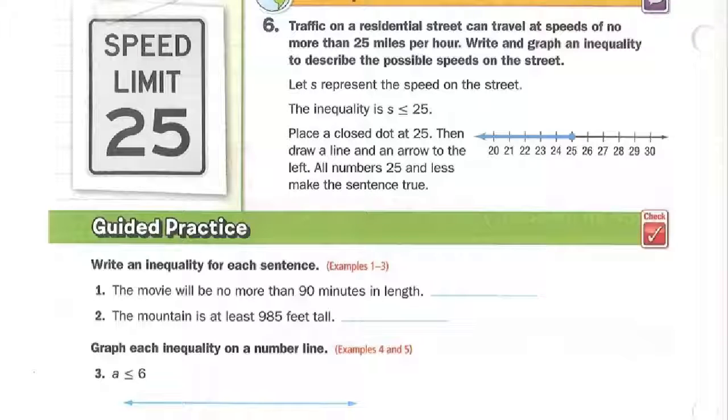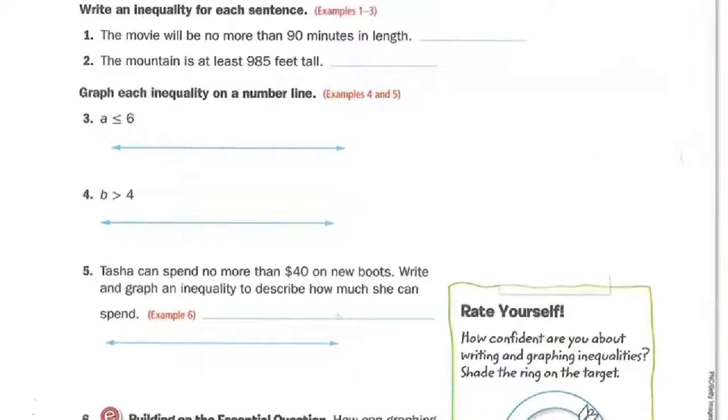Traffic on a residential street can travel at speeds of no more than 25 miles per hour. That's the speed limit. You cannot go higher than 25 or you'll get a ticket. Write and graph an inequality to describe the possible speeds on the street. S is our speed. The inequality would be S is less than or equal to 25, because you are allowed to drive 25, but you can't go 26. So we say less than or equal to. Since it's got an equal, we put a closed-in circle on 25, and we draw our line to the left. Okay? Please try the following problems on your own.